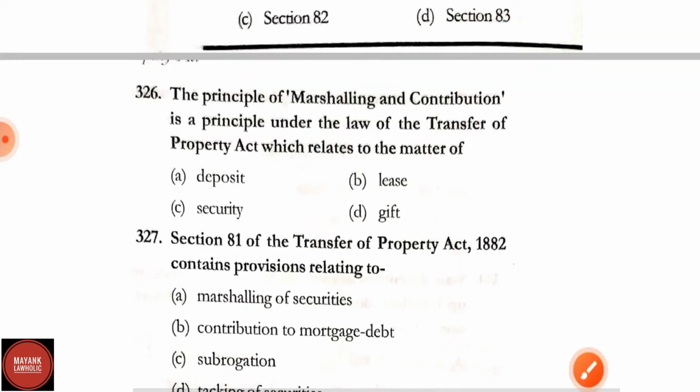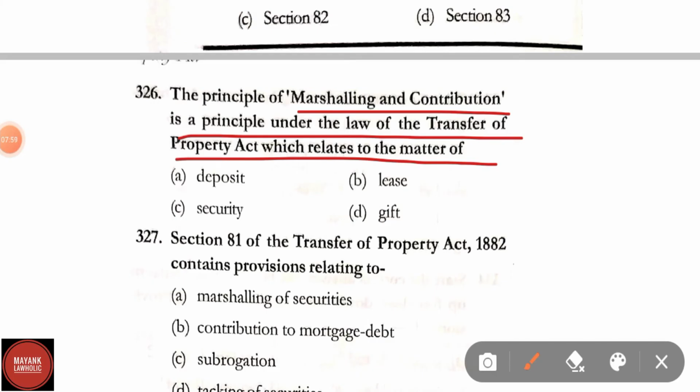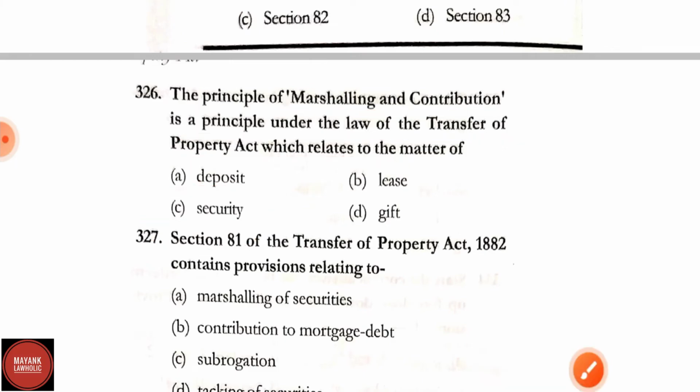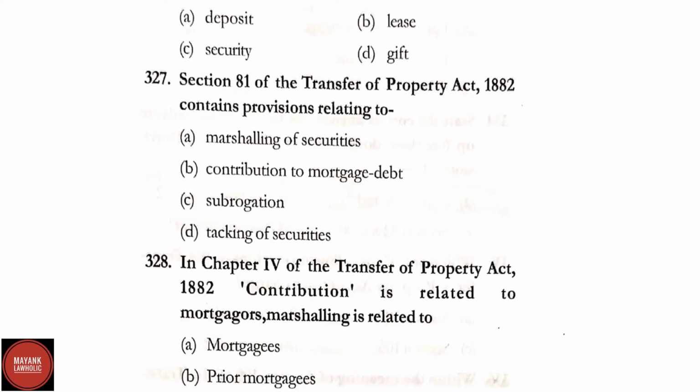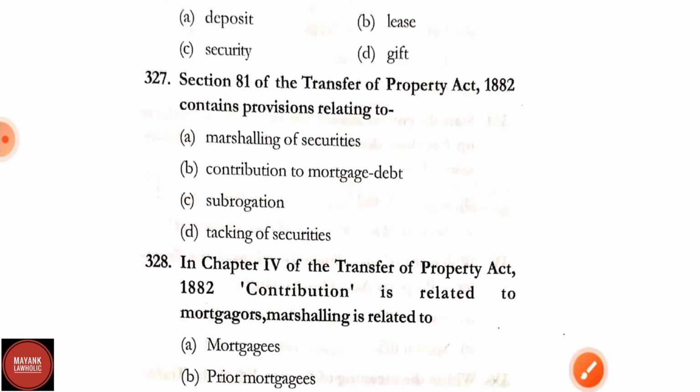Question number 326. The principle of marshalling and contribution is a principle under the Transfer of Property Act which relates to the matter of option A, deposit, option B, lease, option C, security, and option D, gift. Here correct answer is option C, that is security. Question number 327. Section 81 of TPA contains provisions relating to marshalling of securities, contribution to mortgage debt, subrogation, tacking of securities. Here correct answer is option A, that is marshalling of securities.